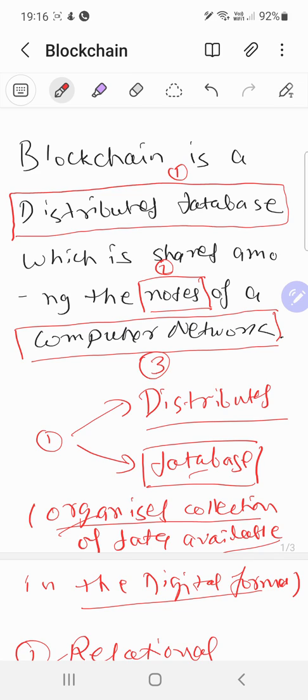Essentially it is a way of storing information, and when I say information, that means data. So it is storing data, but that data storing happens in a little bit different way. I'll come to that in a moment.